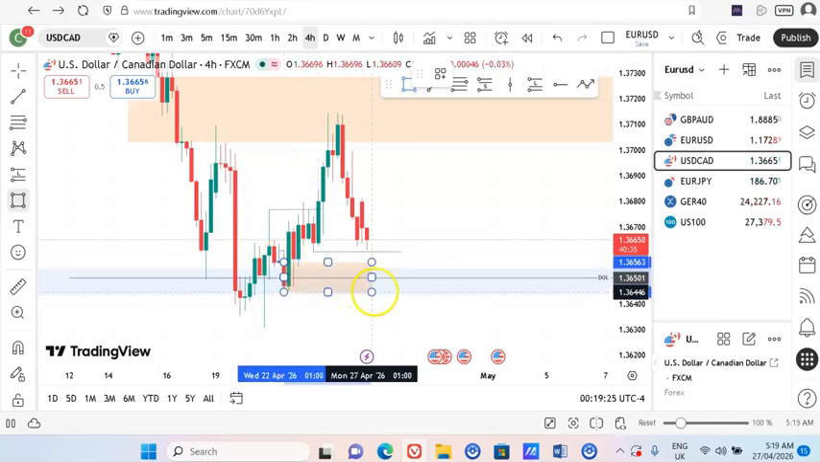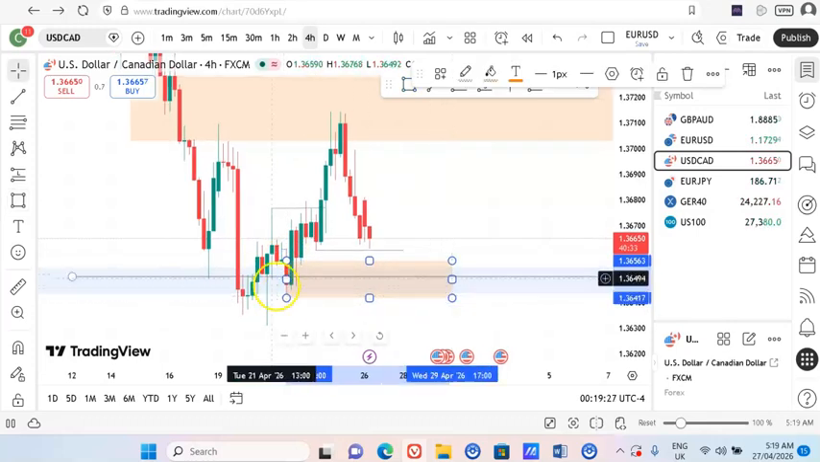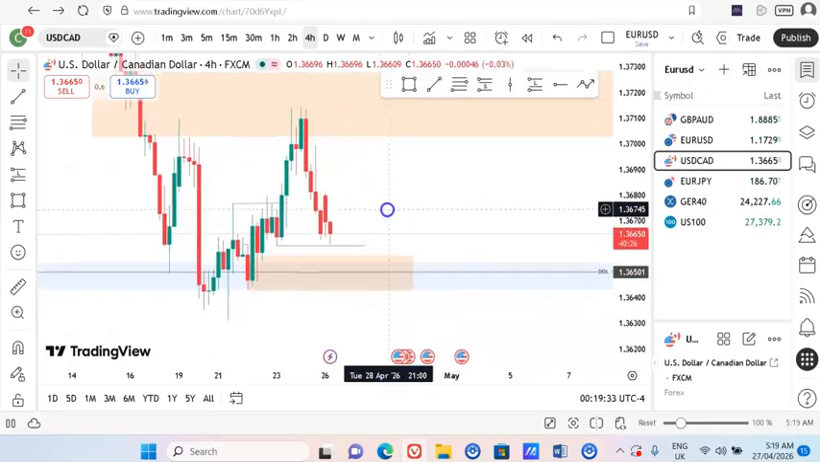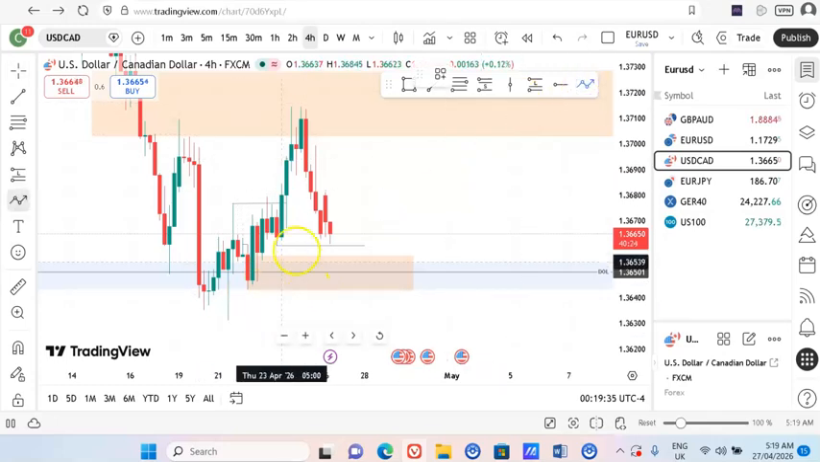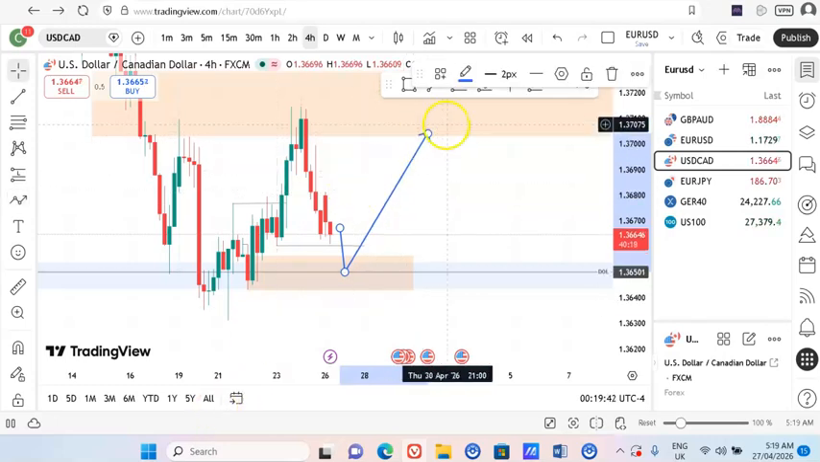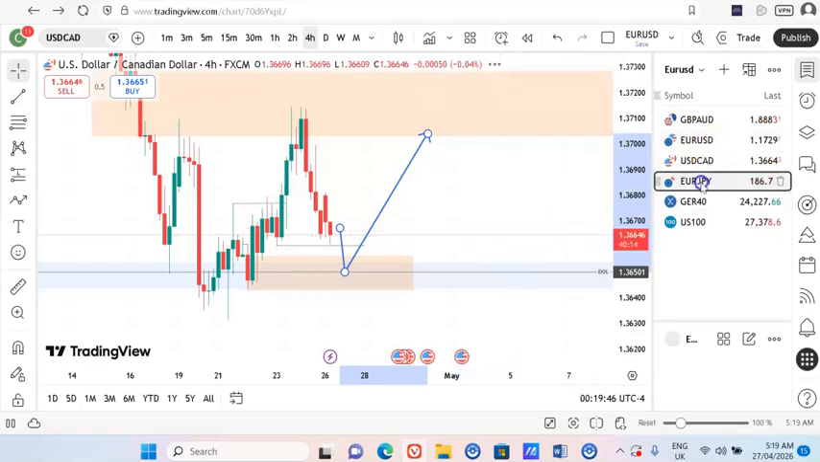Then this is another order block. This order block is not a high probability order block because it does not have a fair value gap. So I think the market wants to do this, just to come down to this order block and then move up. So I think that will be the target, what we should be expecting for USD CAD. Now let's go to Euro JPY.